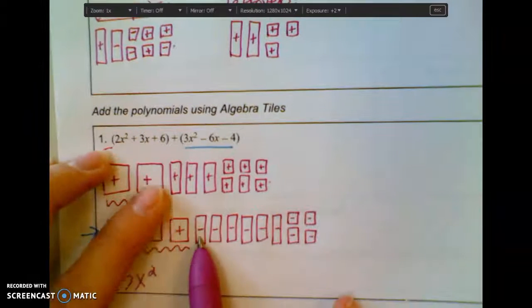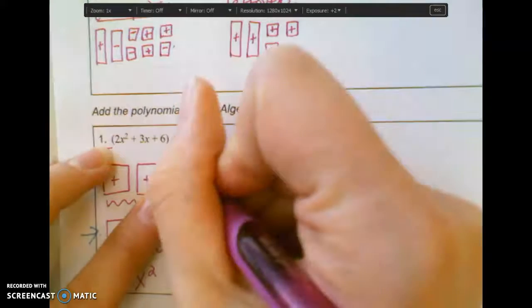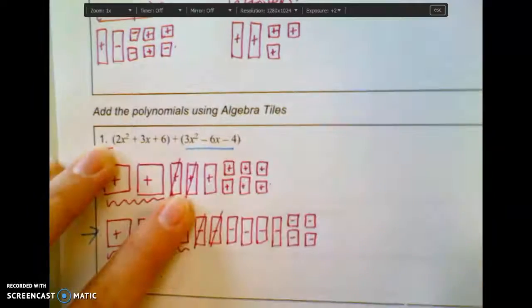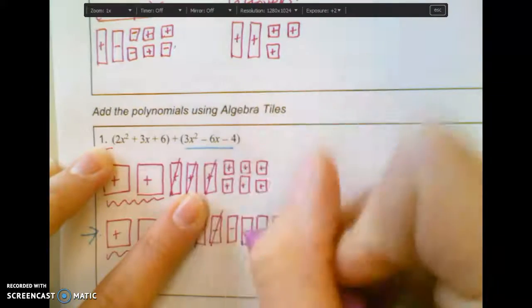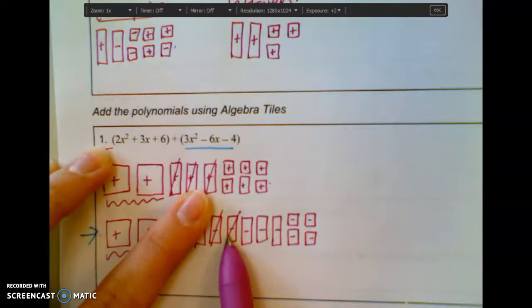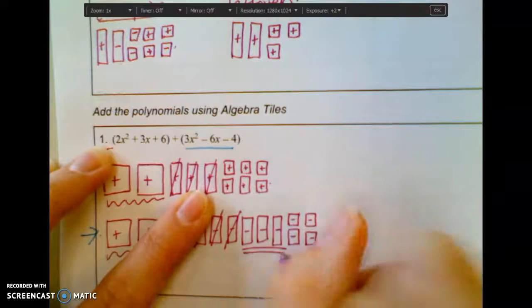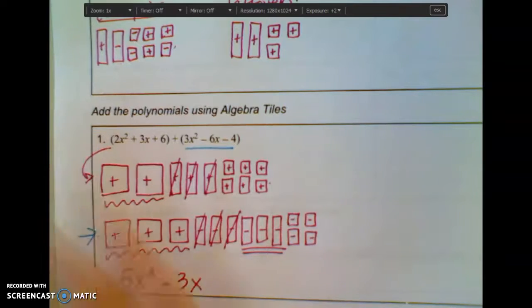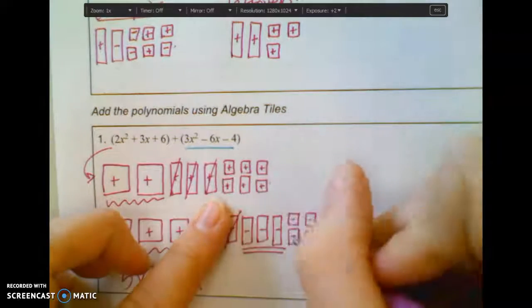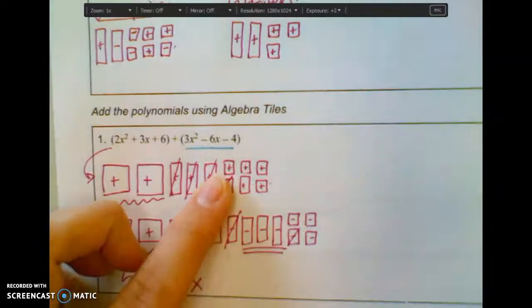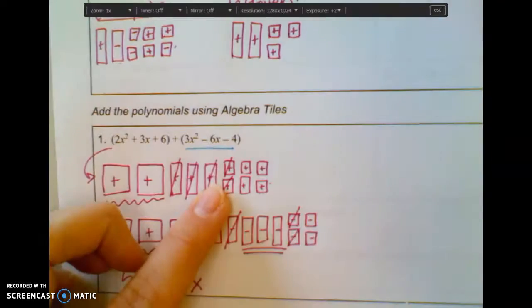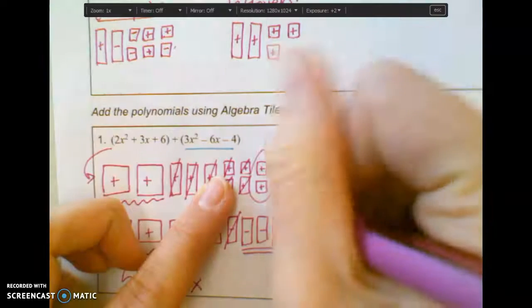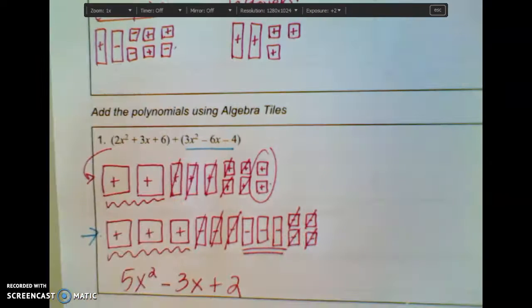Let's talk about the x's. I see a positive and a negative here, so I'm going to cancel out that pair. That's a 0 pair. I see another positive and negative 0 pair, and one more positive and negative 0 pair of the x's. So now what's left over? 3 negative x's, so negative 3x. Lastly, let's look at our little boxes. I see a positive and a negative, so there's a 0 pair. Positive and a negative, 0 pair. Positive and negative, positive and negative. So what are we left with? 2 positives, so that's plus 2.